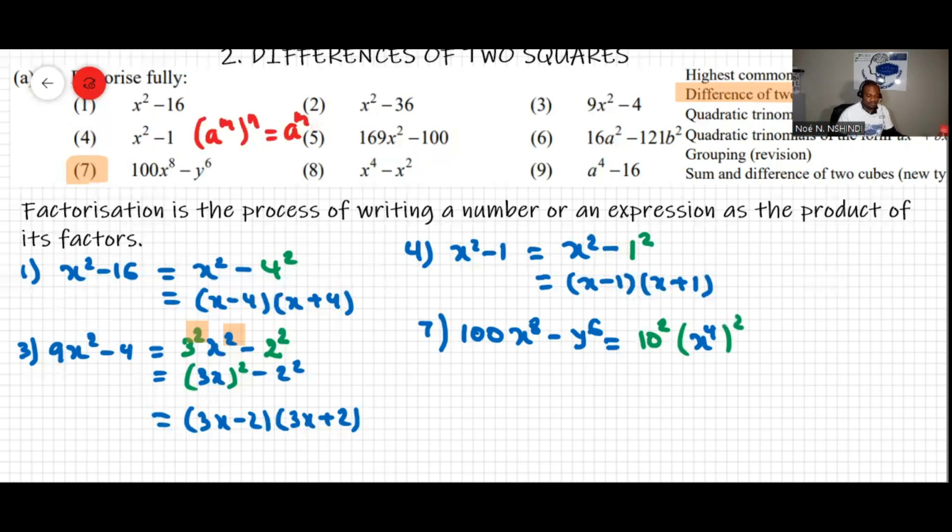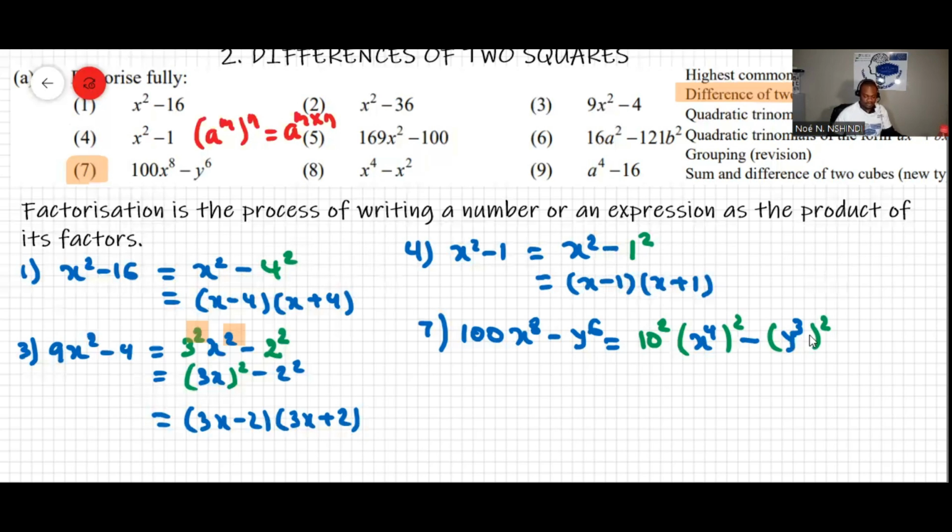M multiply by n. So x to the power of 8 here can be written as x to the 4 to the power of 2, because 4 times 2 makes 8. The other one also, we can put the power of 2, and that's going to be y to the power of 3, for the same reason as here, because this is going to be y to the power of 6.